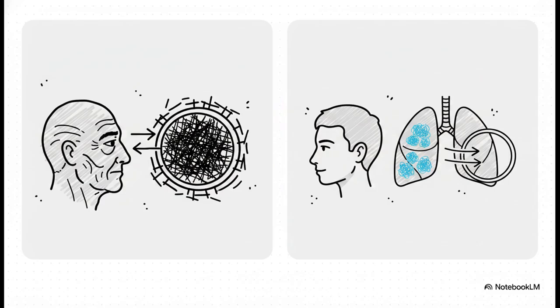IPF typically hits older patients. You'll hear those classic, coarse, Velcro-like crackles on inspiration, and their DLCO will be significantly reduced because that alveolar capillary membrane is permanently scarred. Sarcoidosis, on the other hand, usually strikes younger patients. It's a systemic disease featuring non-caseating granulomas and bilateral hilar adenopathy. It also loves to cause extrapulmonary issues, things like uveitis, erythema nodosum, or even Bell's palsy. And early on in sarcoidosis, their DLCO could actually be completely normal, depending on how much of the lung tissue is actually involved.